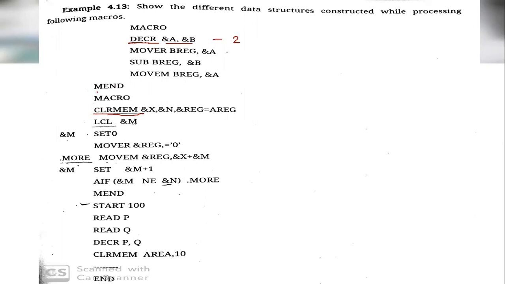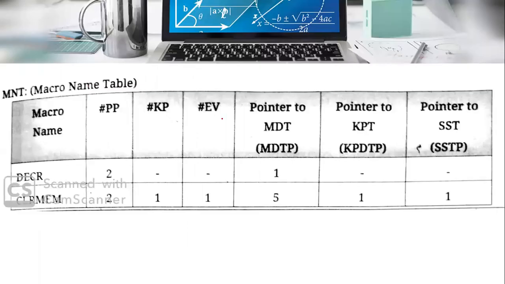Here is the first macro definition up to this particular position. This is the first macro. There is no expansion variable, so we give a dash. Then the pointer to the MDT, the macro definition table, where this entry starts. After identifying all these things, we design the macro definition table. In the macro definition table there is no previous entry; previously the macro definition table is empty.